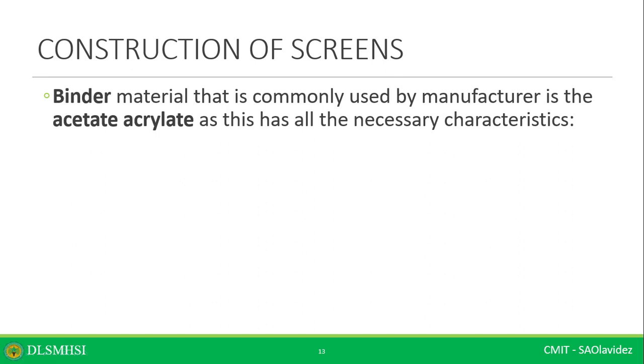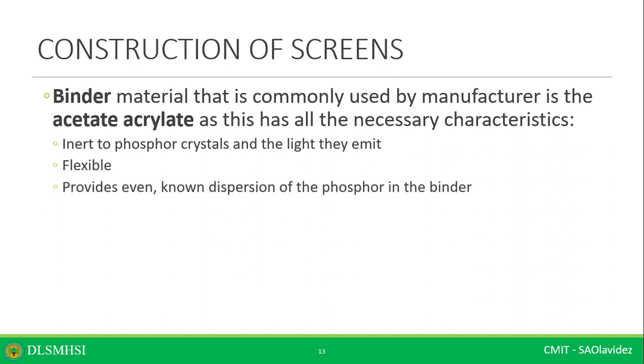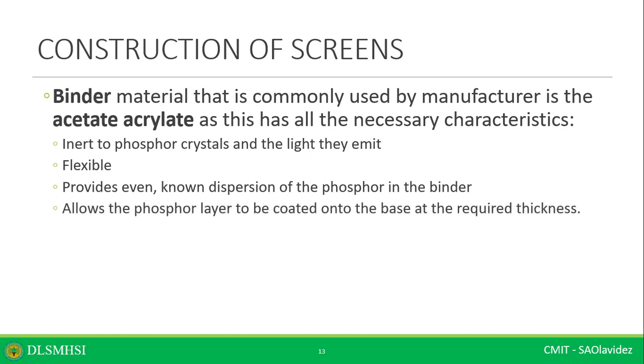The binder used for the phosphor layer is an acetate acrylate. The characteristics of acetate acrylate include the following. First, it should be inert to phosphor crystals and the light they emit, which means that it should not discolor or change in form when exposed to the light emitted by the phosphor crystals. It should also be flexible to allow even and known dispersion of the phosphor in the binder and to allow the phosphor layer to be coated onto the base at the required thickness. The last two ensure that the light emission is uniform throughout the intensifying screen.